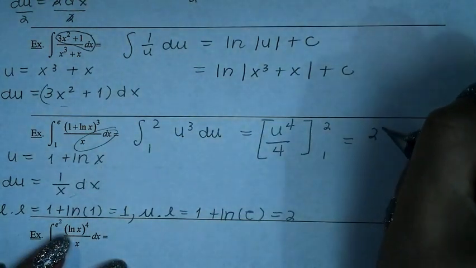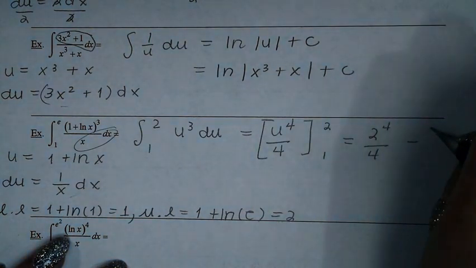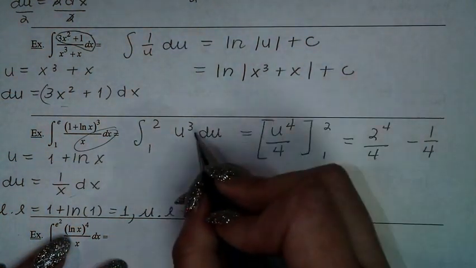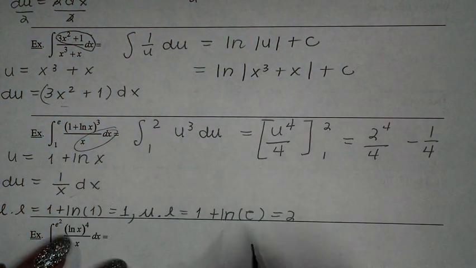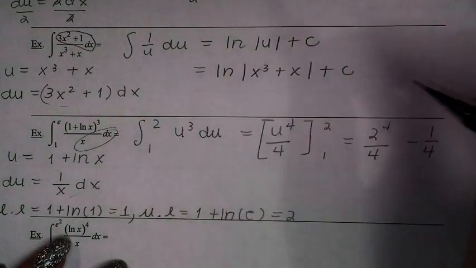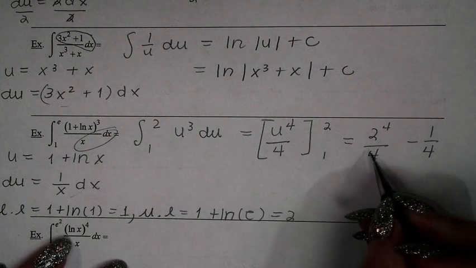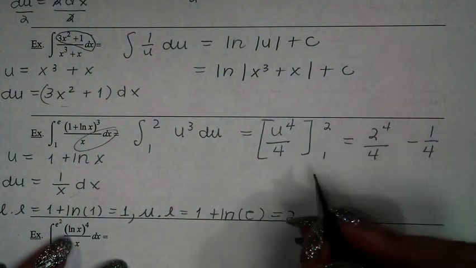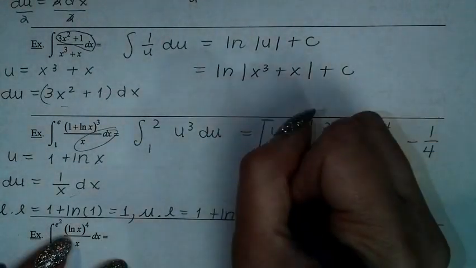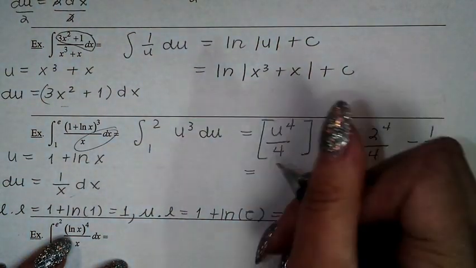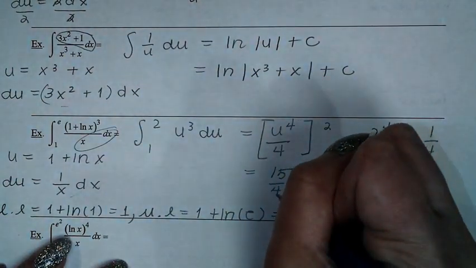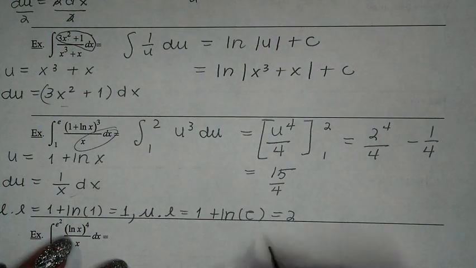The beauty of this method is that I don't need to go back to any other log because I already changed the limits of integration. So I'm saving you pretty much two steps of plugging back into the log, okay? So you can compute that, that's 16 over 4, which I'm going to leave like that because that's a 15 over 4, and that's your result. Isn't that nice?